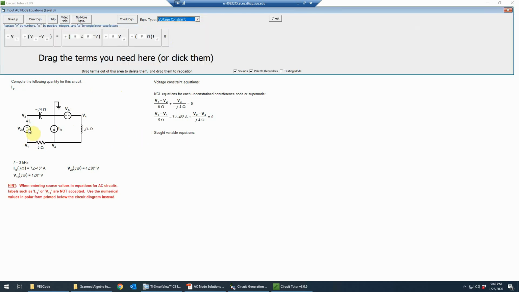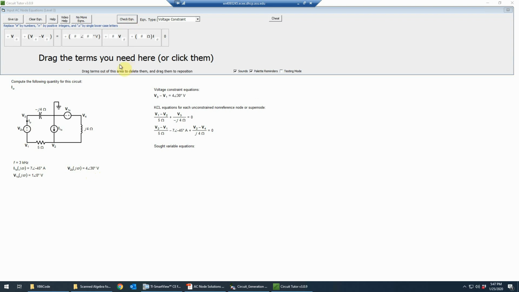And so let's do it first for the V2S source here. And we notice that that's connected between two different nodes, neither of which is the reference node. So we will need the difference of two node voltages there, and that will be equal to a fixed value since this is an independent source. So we have V3 on the positive side and V1 on the negative side. So that will be V3 minus V1. Again, positive side, negative side. And then the value of V2S, which we read off down here, is 4 angle 30 degrees. So we'll just enter that. And then we'll check that equation.